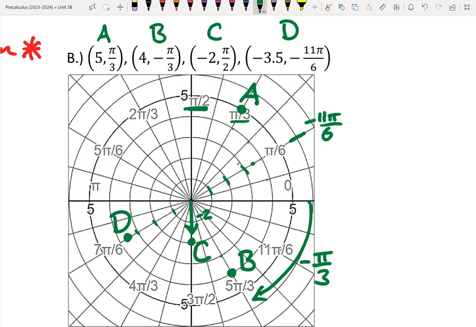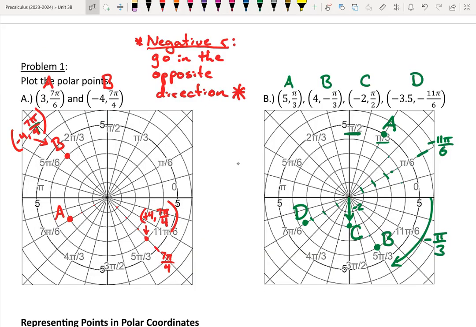Okay? So this is, again, plotting our polar coordinates. We have to pay attention to whether or not our angle or radius is negative, because that will indicate which direction we are going. Are we going in the positive or the negative direction?